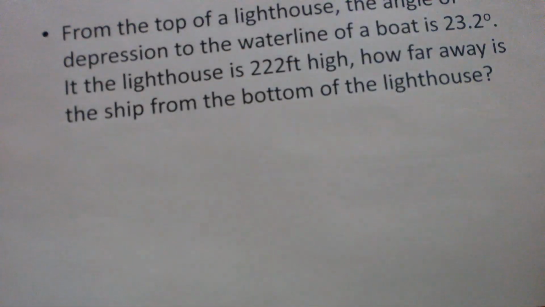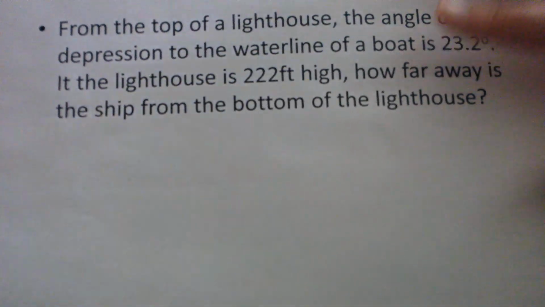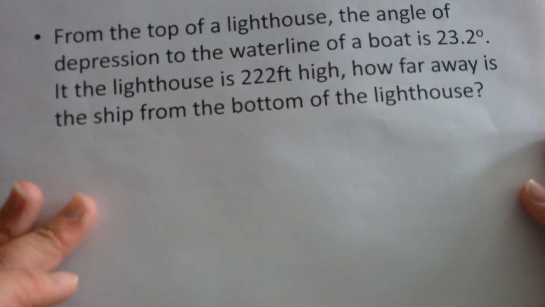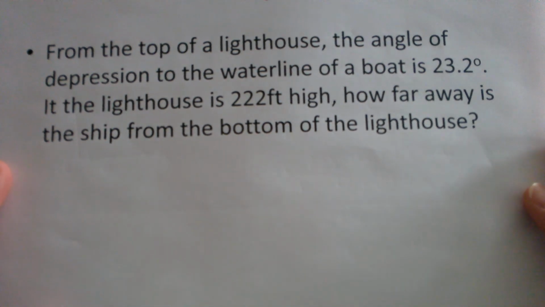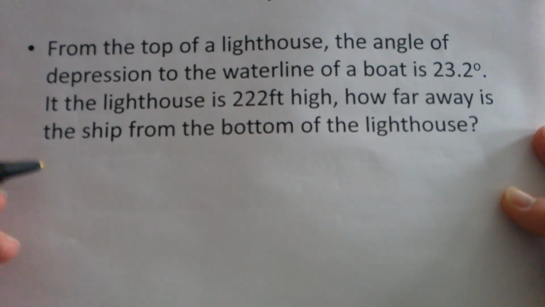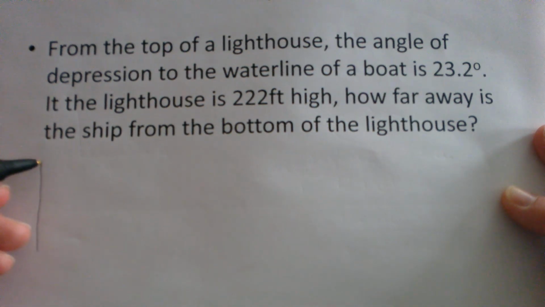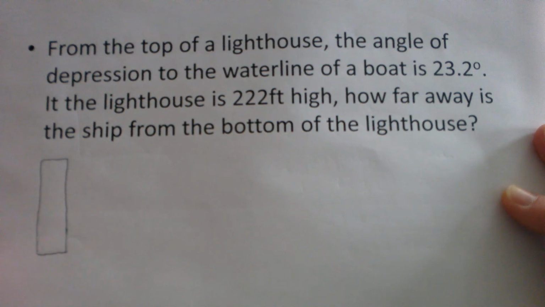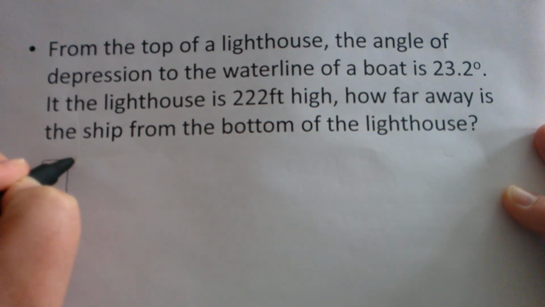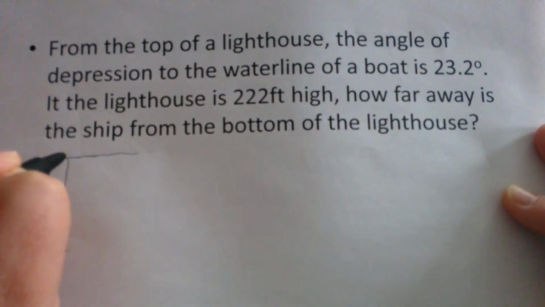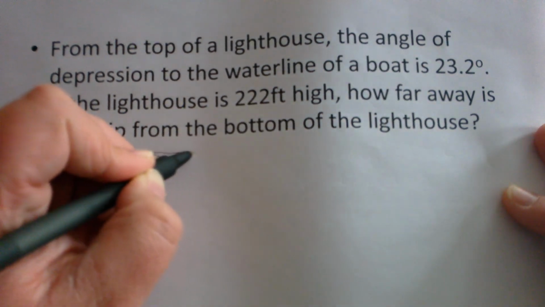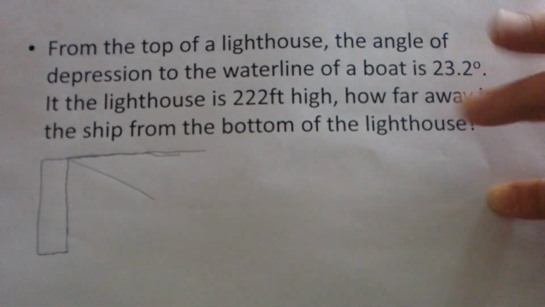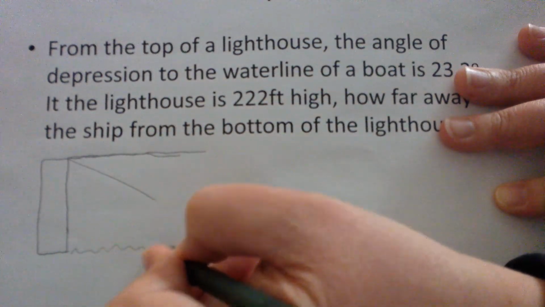Now we can do applications with these as well. Here we have from the top of a lighthouse, the angle of depression to the water line of a boat is 23.2 degrees. If the lighthouse is 222 feet high, so from the top of a lighthouse, the angle of depression, so here's my horizontal line of sight, and then the angle of depression to the water line of a boat. I must warn you, I'm a terrible artist.